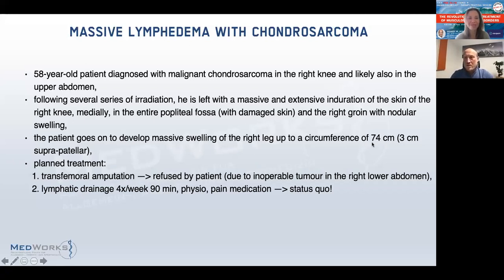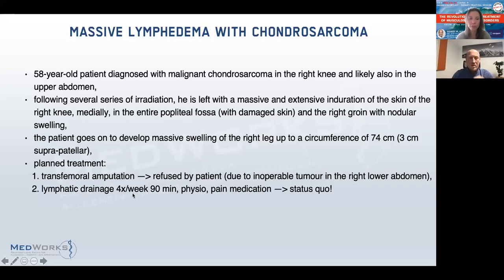No, here. The circumference was 74 centimeters. Suprapatellar means 3 centimeters over the patella. You have 74 centimeters. I show you the picture. You cannot believe it. And what they told him is to have an amputation of his thigh. And the patient said, "Yeah, what are you doing with the tumor in my stomach?" They said, "We cannot operate you there." And then he said, "Okay, then I keep my leg." That was a very good decision.